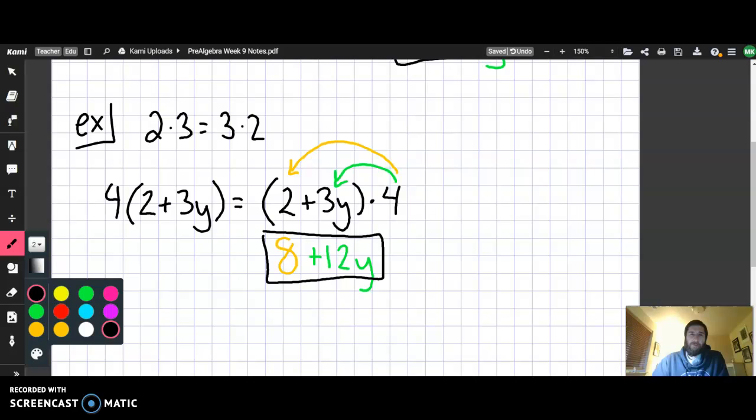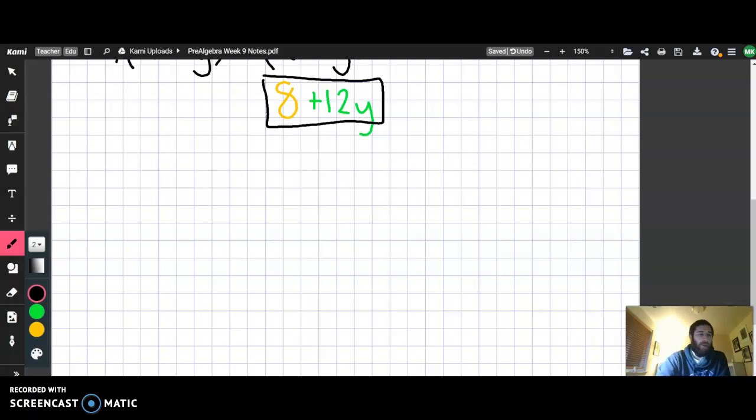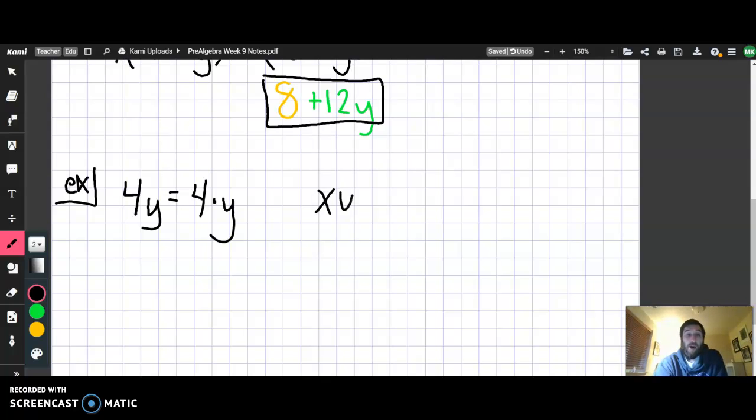Now, ladies and gentlemen, there's another thing I want to talk about and introduce here, and that is multiplying with variables. We know that, like we were just talking about a second ago, something like 4y is the same thing as 4 times y. We don't need the symbol there. Which means xy, two variables written next to each other, just means the exact same thing. We're multiplying those variables. x times y.